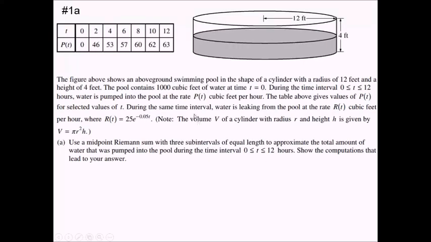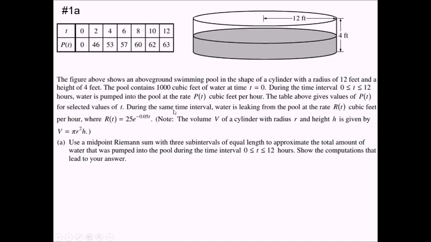For this calculator-based free response, let's look at the backstory here. Looks like there's a whole lot of stuff going on. This figure here is an above-ground swimming pool in the shape of a cylinder. We have a radius of 12 feet, height of 4, and this pool contains 1,000 cubic feet of water at time 0. During the interval from 0 to 12 hours, water is pumped in at a rate of P of t. They're not telling us what the P of t function looks like algebraically. However, they gave us a table of values of P of t up here. So that might come in handy.